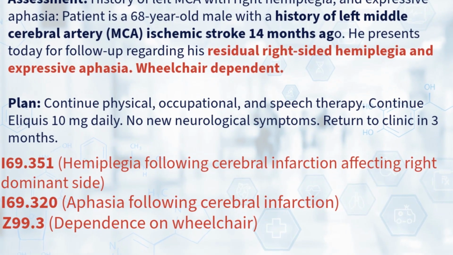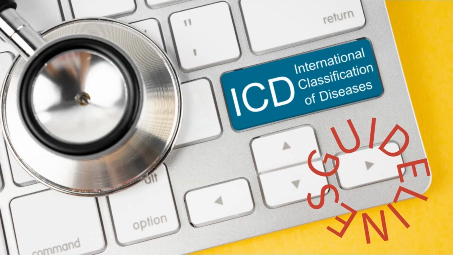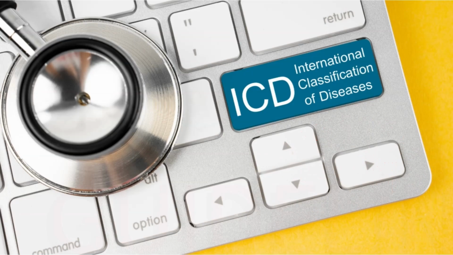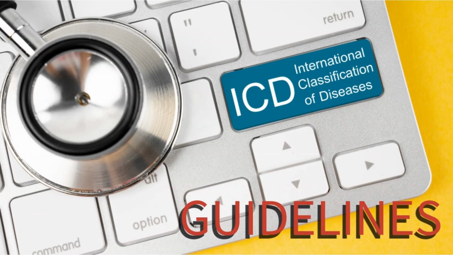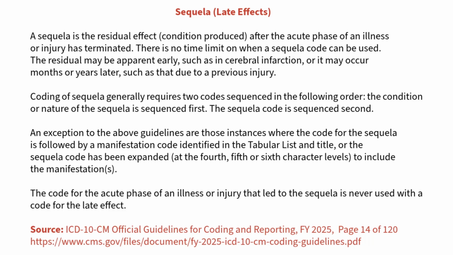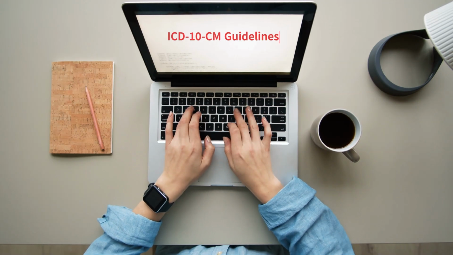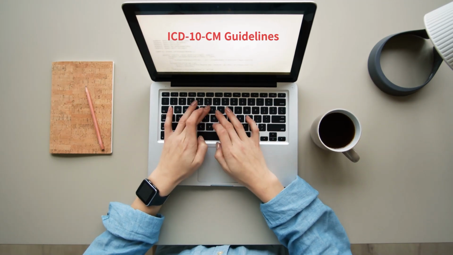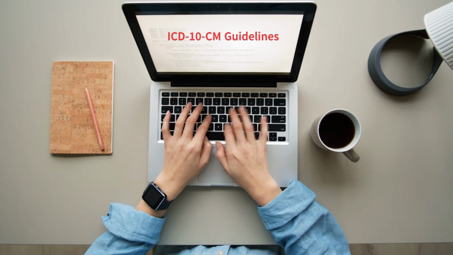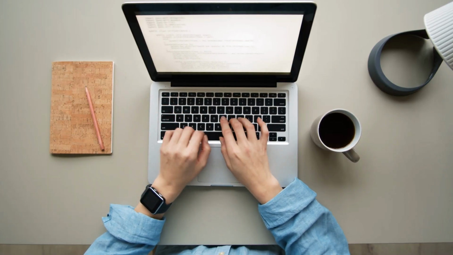Now that we've assigned some ICD-10-CM codes for this patient encounter, let's go over some guidelines to explain why I chose these particular codes. The ICD-10-CM guidelines give a description of what sequelae or late effects are and provide an explanation for how to code this type of diagnosis. Now, we talked about this before, but let's go over this again. It is very important that you know there are guidelines that give specific information that must be followed in order to assign the most accurate and specific code to reflect the documentation.